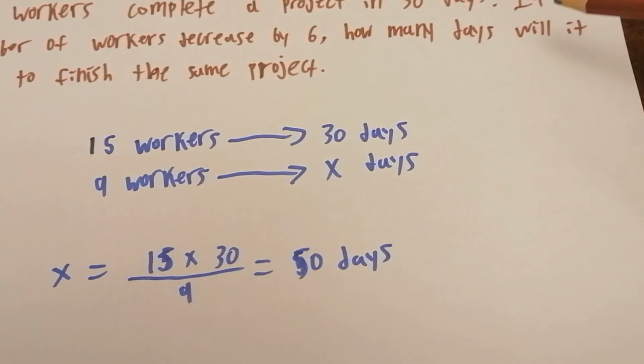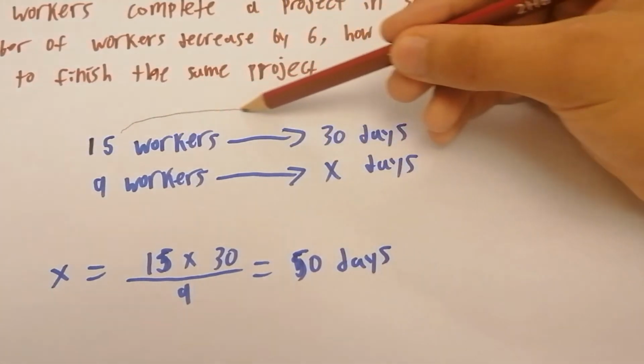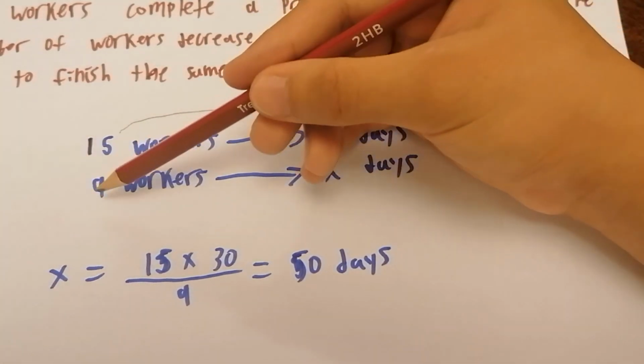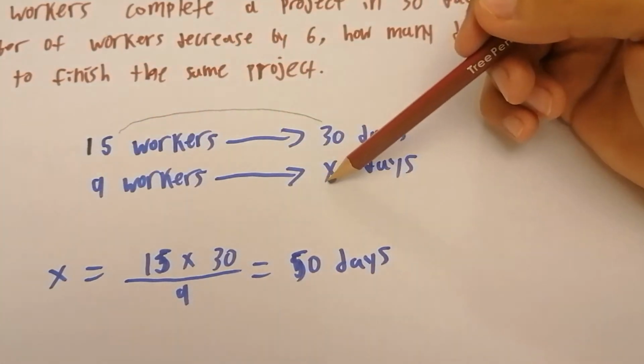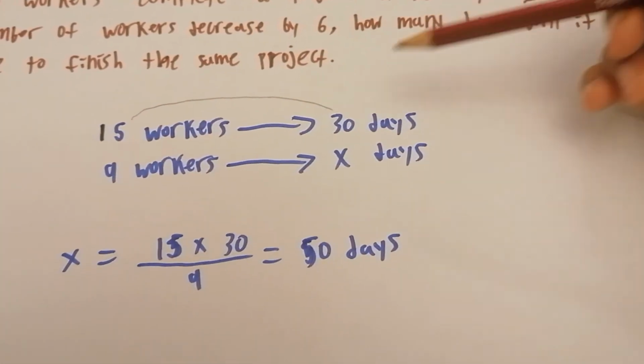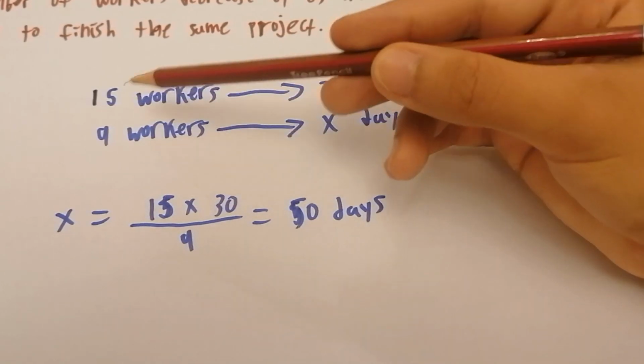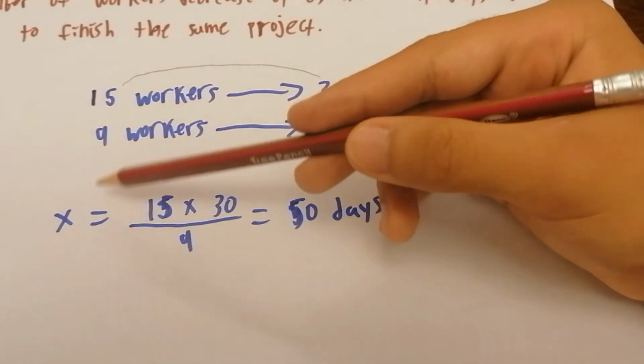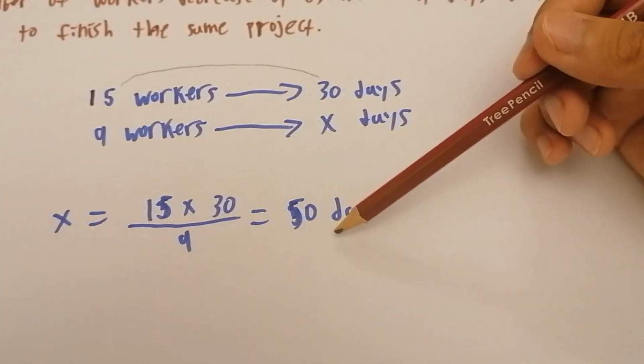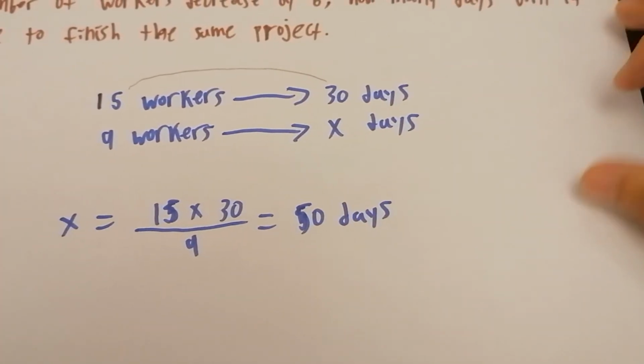And in inverse proportion, we multiply the top two numbers and divide by the number that is next to the variable. So in this case, we will multiply 15 by 30 and divide it by 9, which gives us a total of 50 days to complete the project by 9 workers.